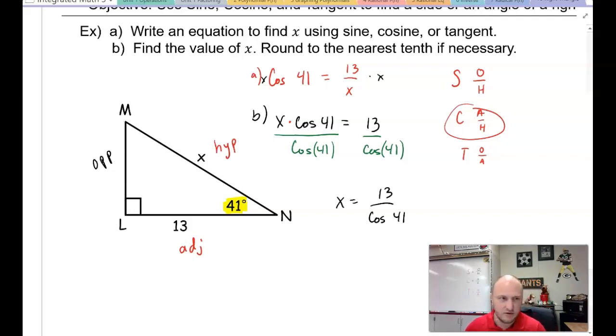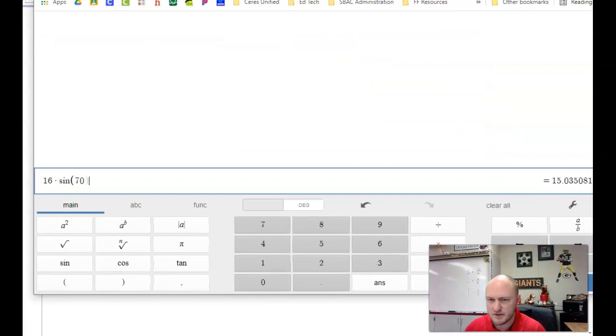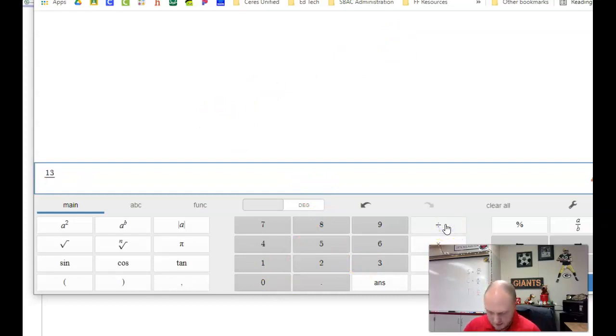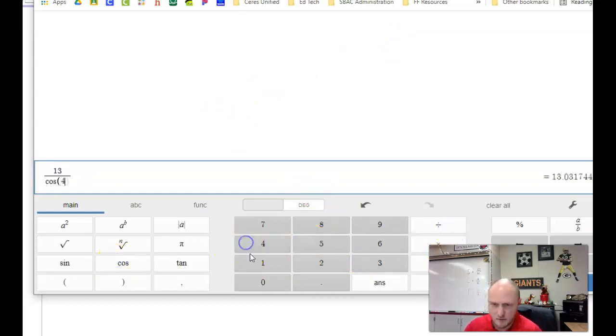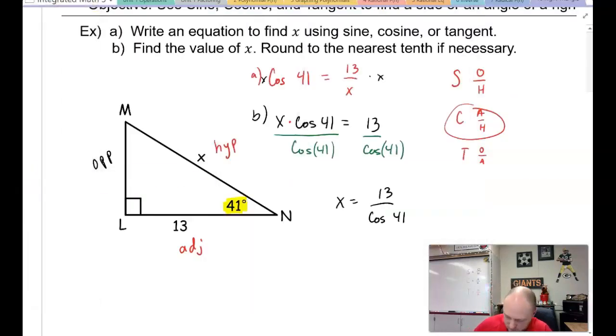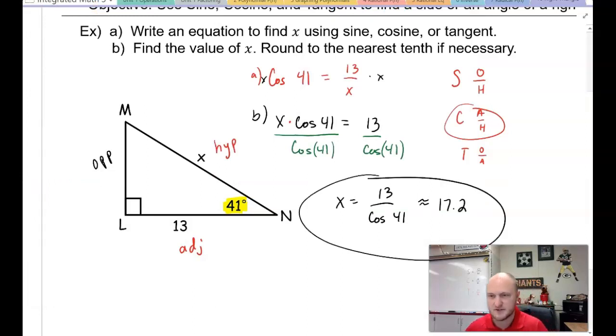And we can use our calculator. Let's go ahead and compute this. So, what do we got? 13 divided by cosine of 41. So 17.22 is going to become 17.2. So this is approximately 17.2. And there's our answer for B.